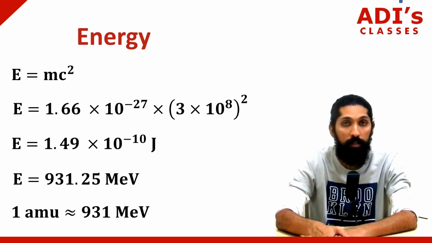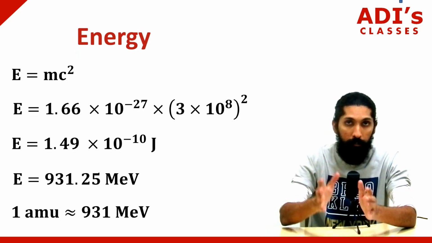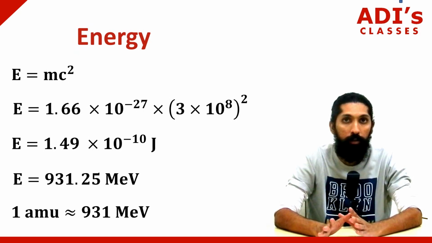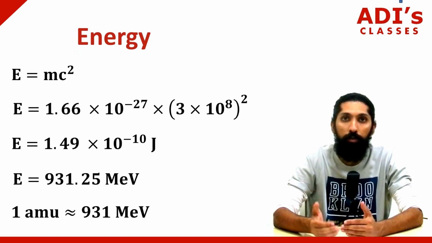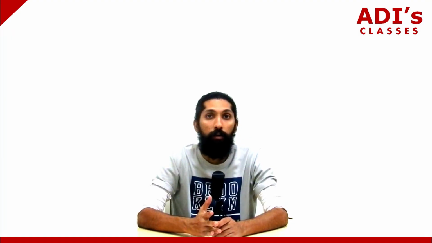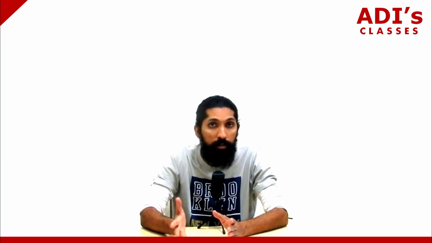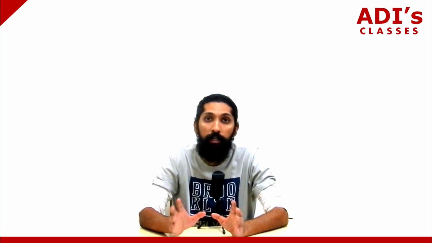Okay, so this is with the help of mass energy equivalence. So remember what 1 AMU is and remember the energy equivalent of 1 AMU. In the next one, you are going to understand what binding energy is, what mass defect is, and how we use this concept of mass energy equivalence to understand the stability of the nucleus.